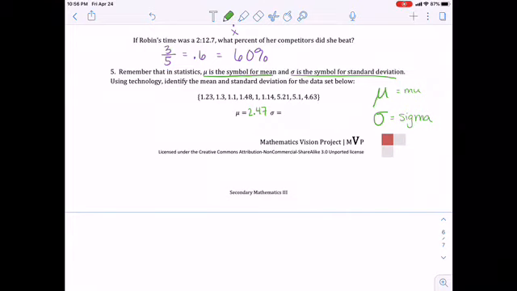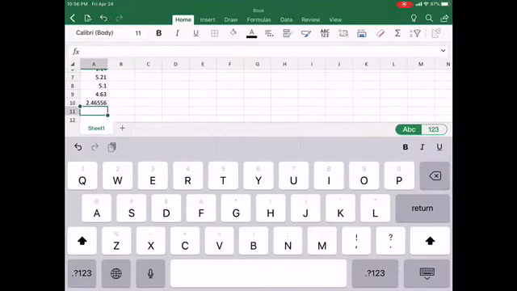The next thing it asks for is the standard deviation. Now, if you looked at the notes page I gave you, there is a formula for standard deviation, but it's kind of obnoxious to use. It just takes a long time. So again, I'm going to have Excel do that for me.